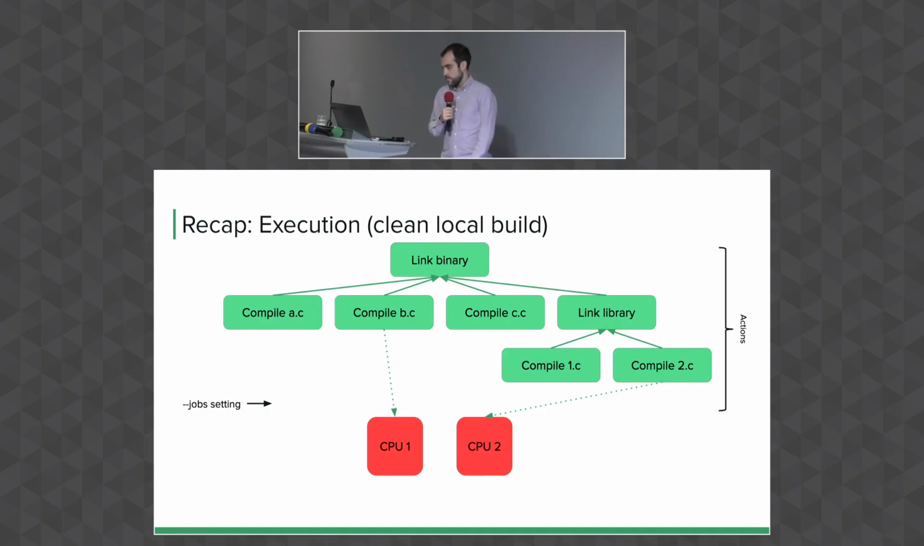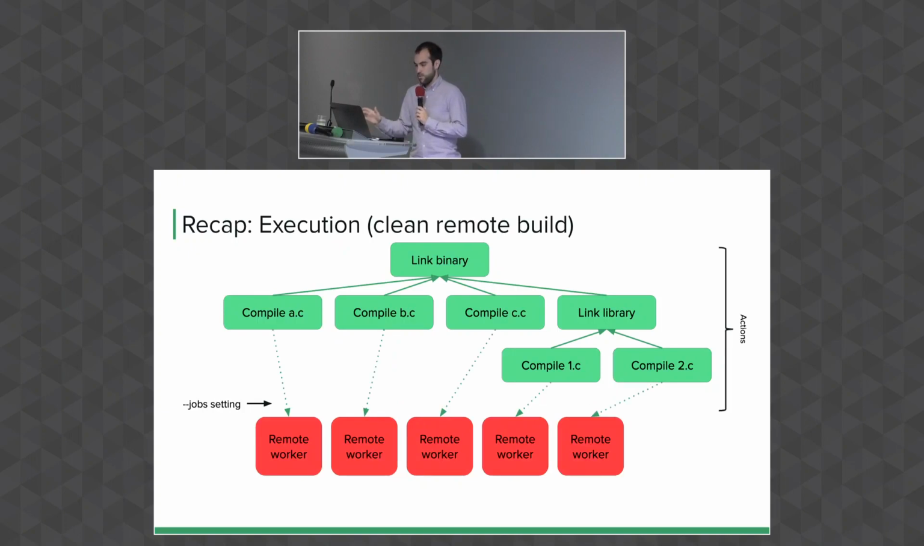Just as we do this locally, we can also do it remotely. If you have enabled remote execution, which thankfully there were a couple of talks this morning that covered a lot of the stuff that I was going to say, then you can take advantage of many more CPUs or workers to run your build faster. You have all these different workers. Now we have 5 workers. We can run all the actions in parallel. So essentially, you can get the best possible clean build time. And here again, we have the jobs setting, which you would have to increase to take advantage of this parallelism.